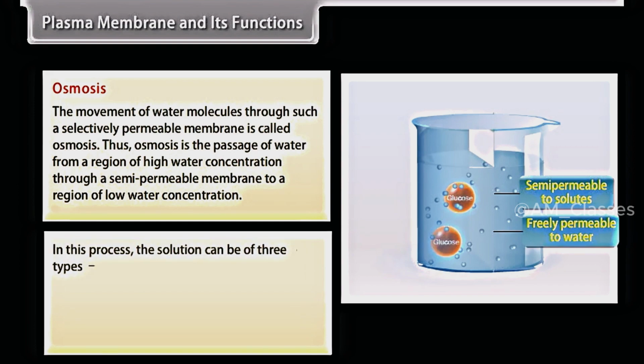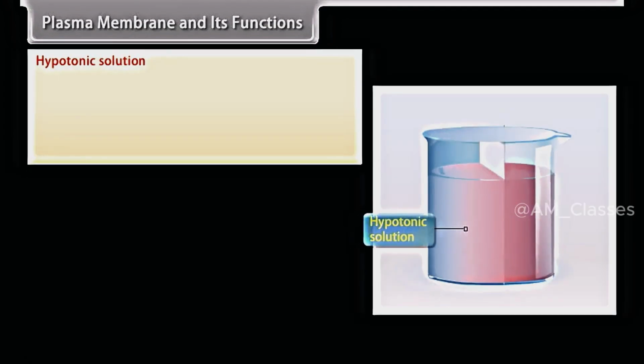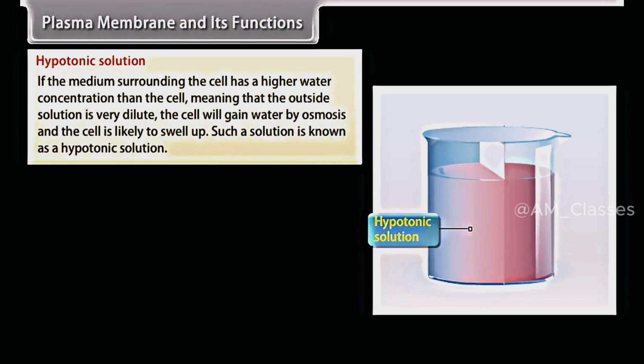In this process, the solution can be of three types: hypotonic solution, hypertonic solution, isotonic solution. Hypotonic solution: if the medium surrounding the cell has a higher water concentration than the cell, meaning that the outside solution is very dilute, the cell will gain water by osmosis and the cell is likely to swell up. Such a solution is known as a hypotonic solution.